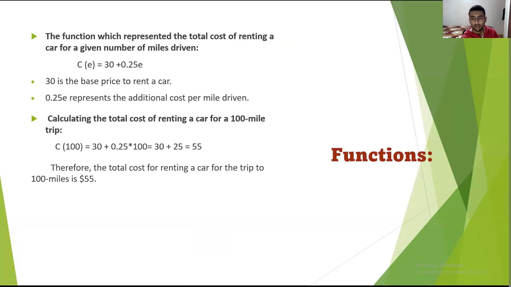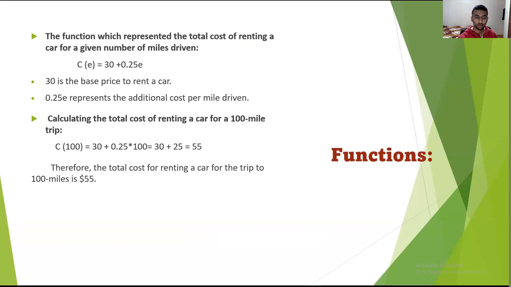Now moving on to our third topic, which is functions. We will now look at functions in a more brief way. The function which represents the total cost of renting a car for a given number of miles driven would be C equals 30 plus 0.25E. 30 is the basic price to rent a car. 0.25E represents the additional cost per mile driven, so per mile we multiply by 0.25.